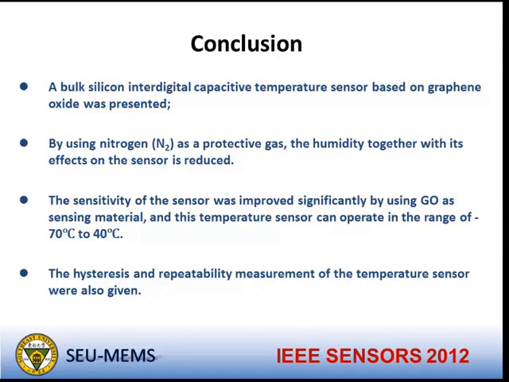A bonded silicon integrated capacitive temperature sensor based on graphene oxide was presented, and by using nitrogen as a protective gas, the humidity, together with its effect on the sensor, is reduced. The sensitivity of the sensor was improved significantly by using graphene oxide as the sensor material, and this temperature sensor can operate in the range of negative 70 degrees centigrade to 40 degrees centigrade. The hysteresis and repeatability measurement of the temperature sensor was also given.